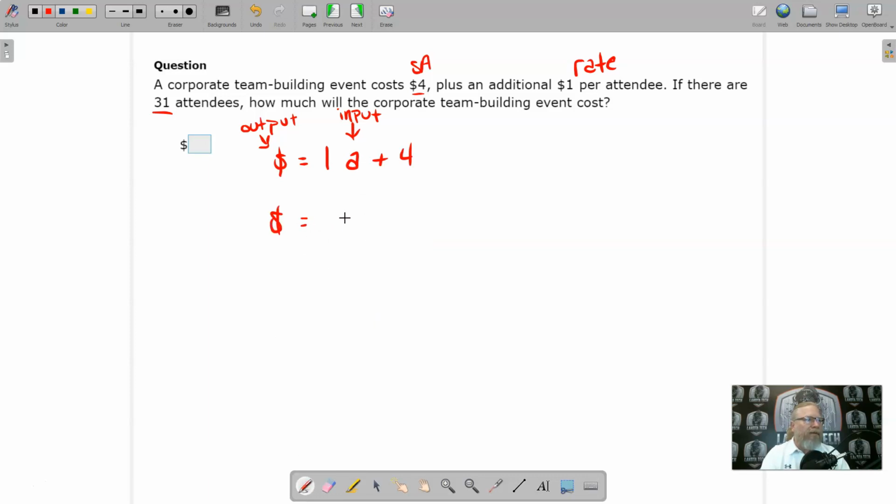So our dollars is going to equal 1 times the number of attendees. We're going to put in 31, and then we're going to add 4. So 1 times 31 is 31. Let's bring down our plus 4, and now we can go ahead and add the 31 and the 4 together to get 35, and we see that our answer is $35 for the corporate team building event.